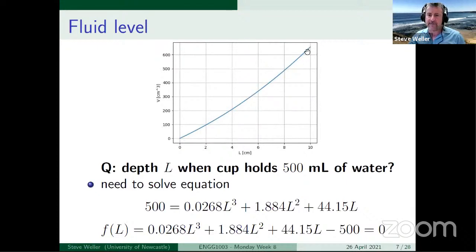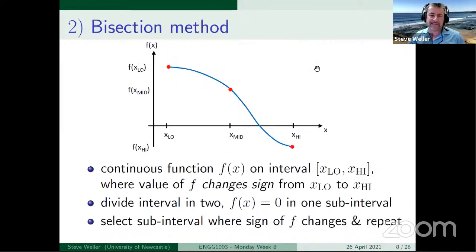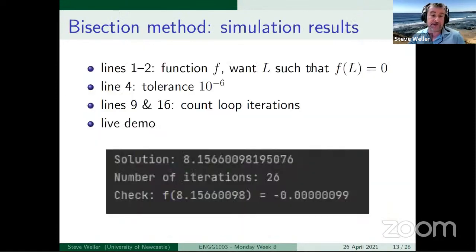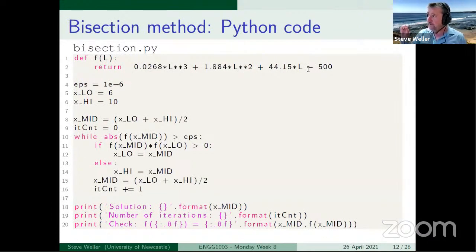So we're going to start the bisection method looking for a value somewhere in the range 6 to 10. We could have chosen other values, but it's critical that we choose a value either side of the solution. We then prepare the bisection algorithm by computing the midpoint, which is the average, remember, of the x low and x high. And then the main iteration, the main loop, is in lines 10 through 16.